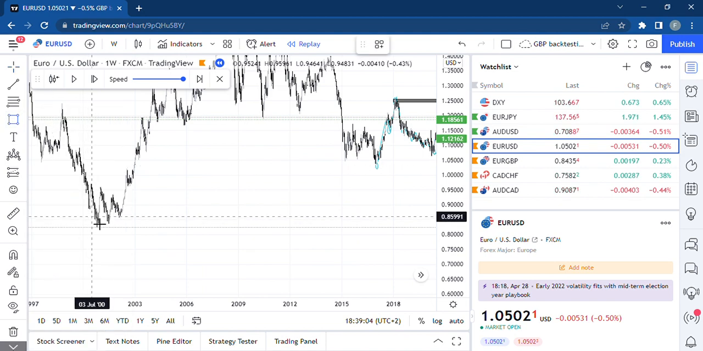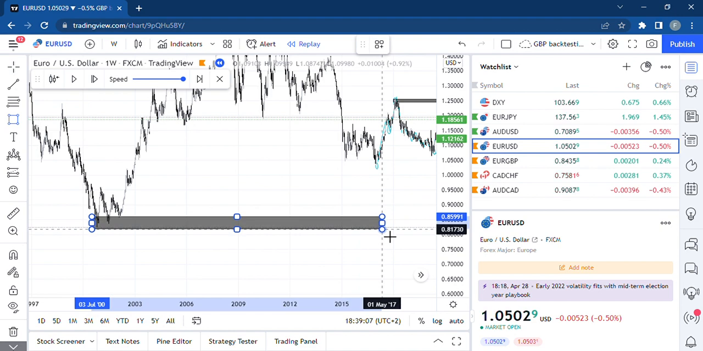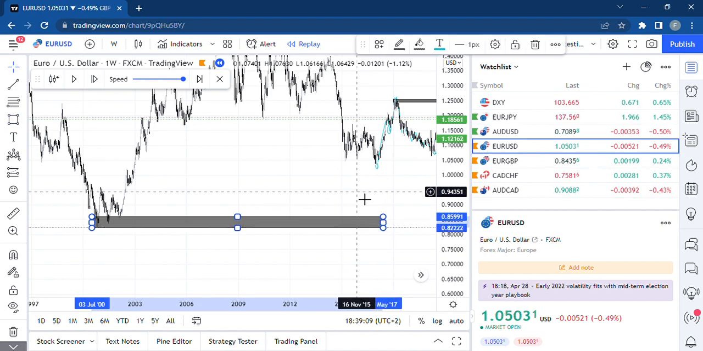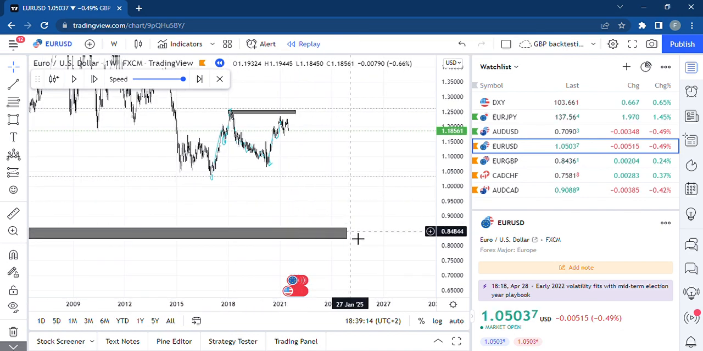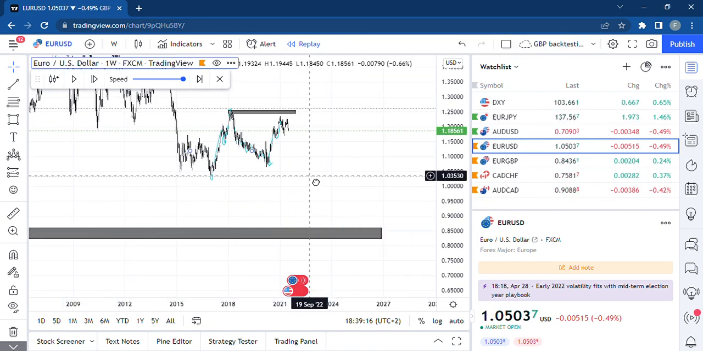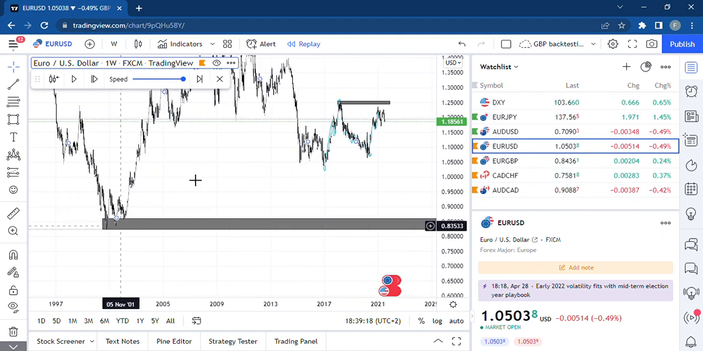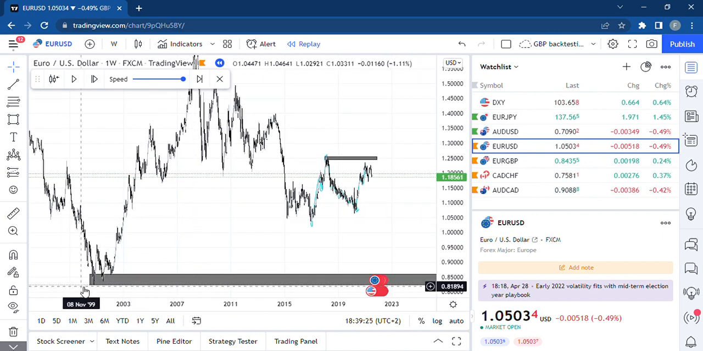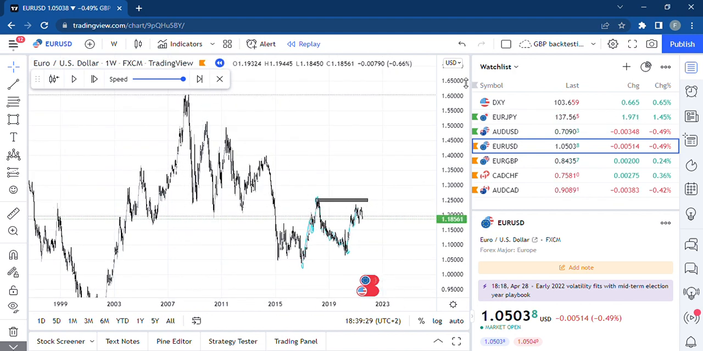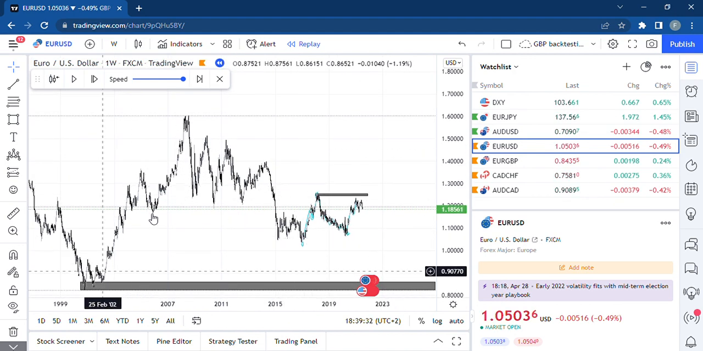This is where everything happens. I call it the genesis, because it's basically where everything started, where this whole move started. This whole thing started here. So in order for this to break that, it'll take a lot.